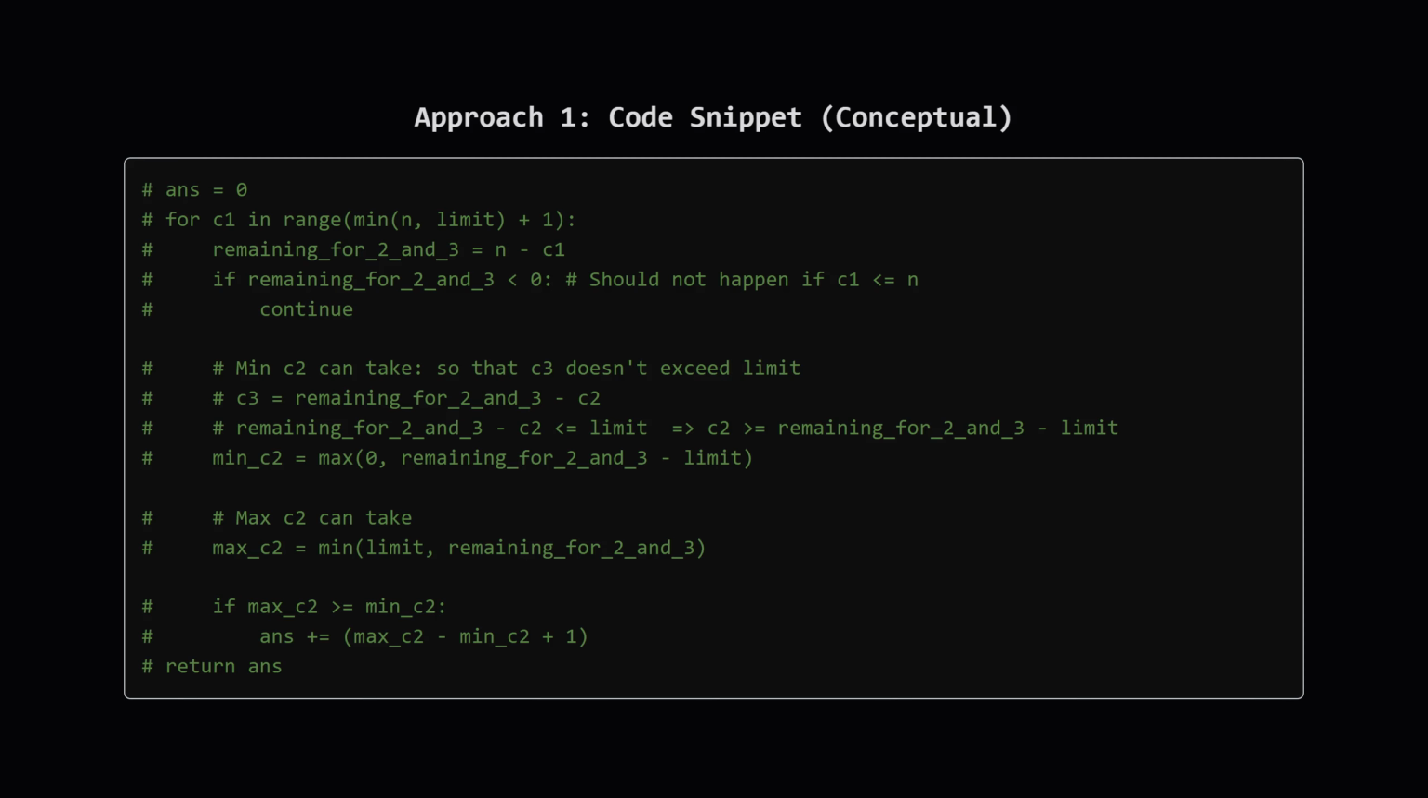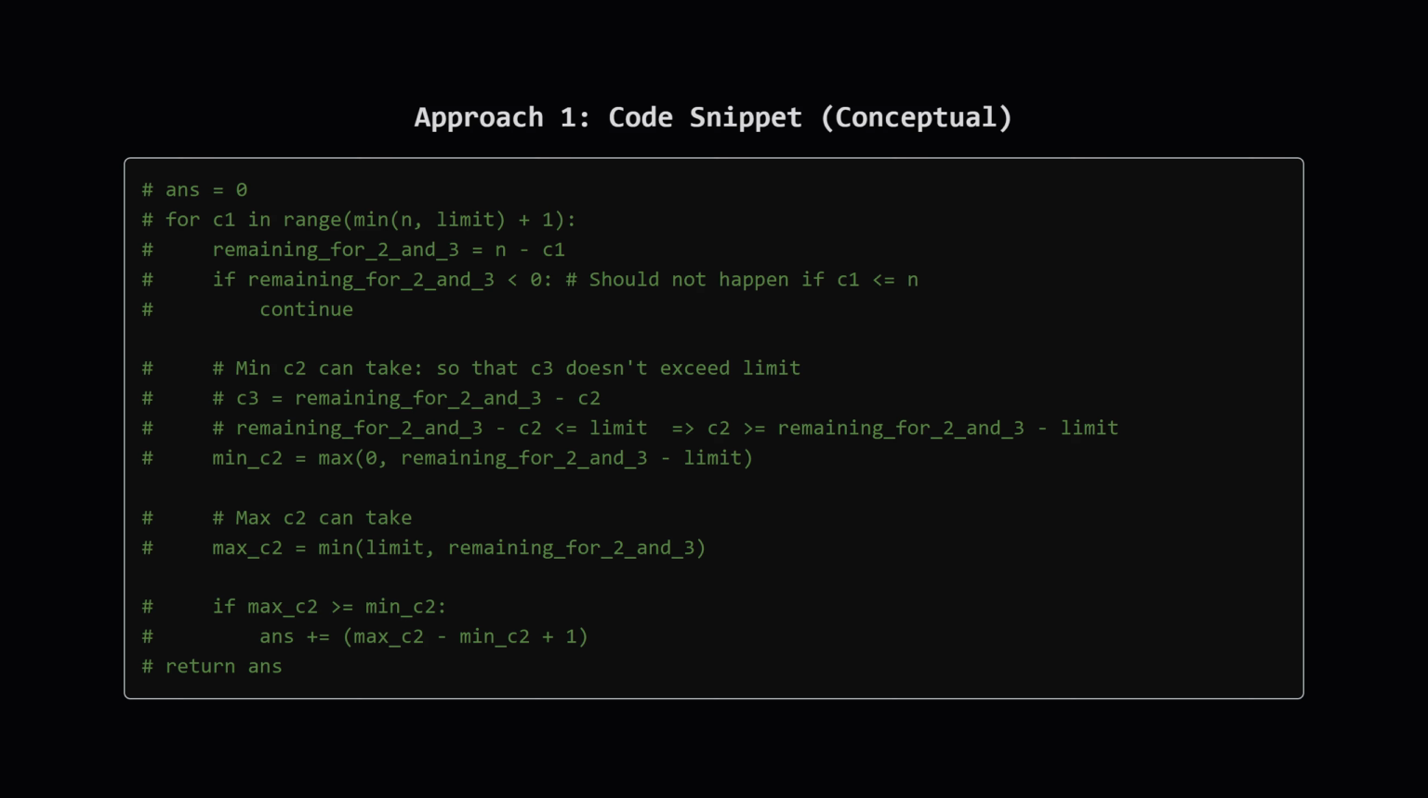This is faster. Here's how that logic might look in code. Conceptually, we'd have a loop for the first child's candies, C_1. Then we calculate remaining_for_2_and_3. The minimum C_2 can take is the larger of 0 and remaining_for_2_and_3 minus limit. This ensures the third child doesn't have to take too many. The maximum C_2 can take is the smaller of limit and remaining_for_2_and_3.